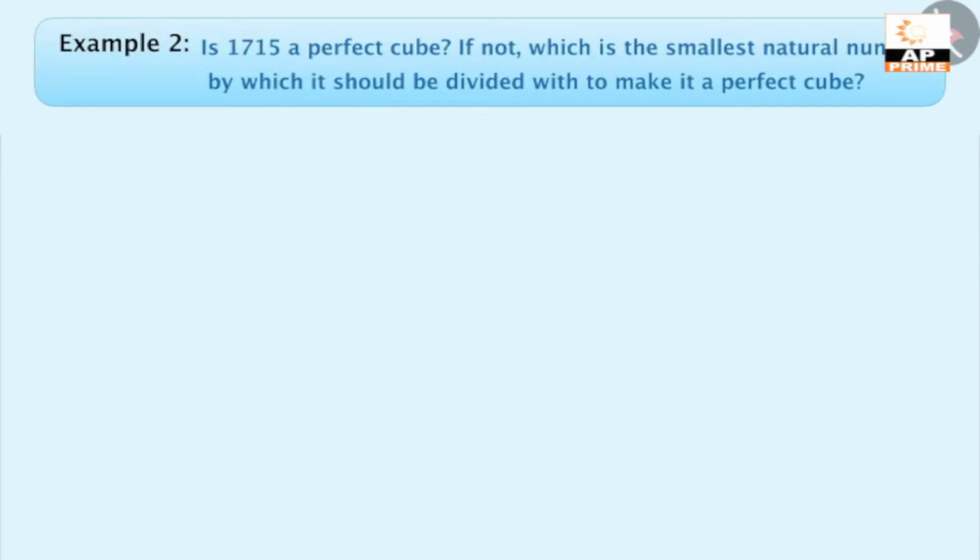Example 2. Is 1715 a perfect cube? If not, which is the smallest natural number with which it should be divided to make it a perfect cube? First, let's find out if 1715 is a perfect cube or not.